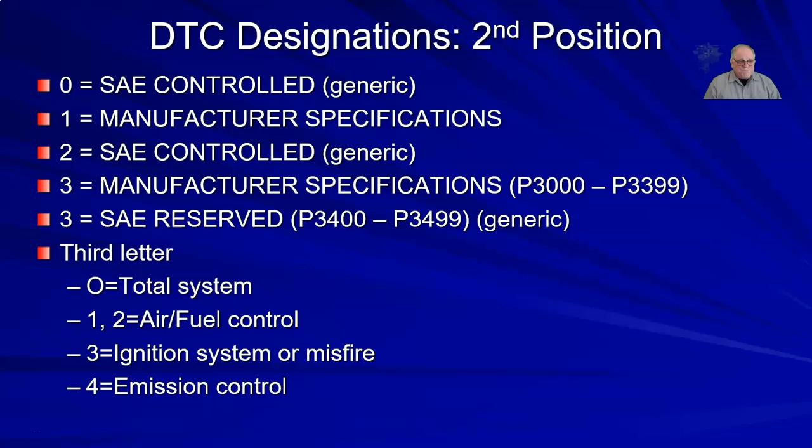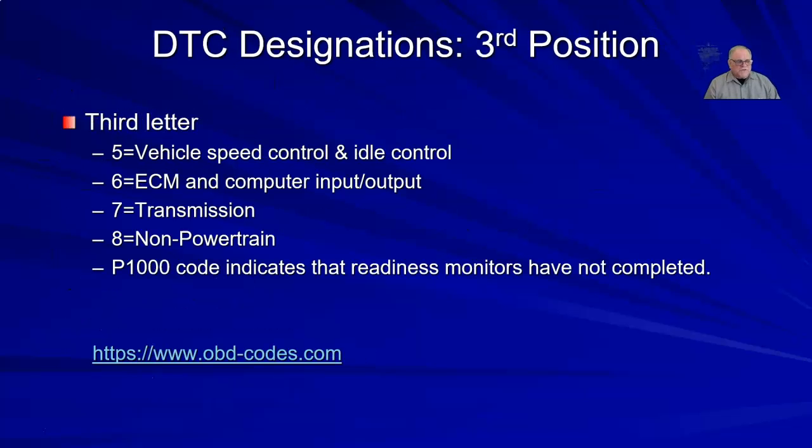When it gets to the P3, this is where it gets kind of weird. P3000 through 3399 is manufacturer specific, but P3400 to 3499, that again is generic, same as the P0. The third letter starts breaking it down to the individual systems. So P4, we talked about it, P420 was the catalytic converter. The P300 is our misfire. Then you get your different ones.